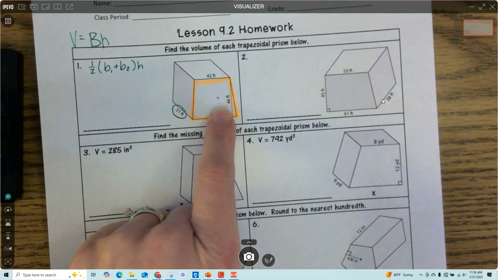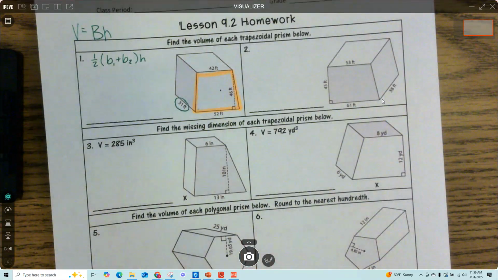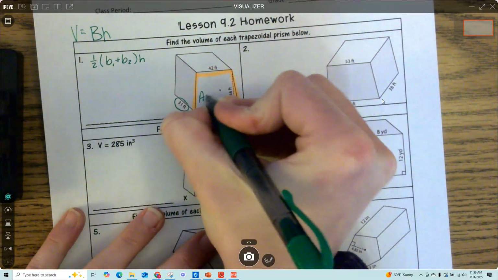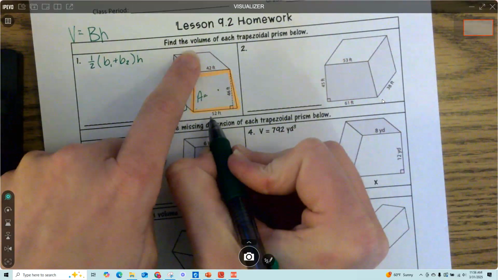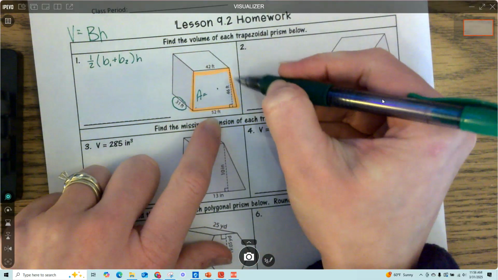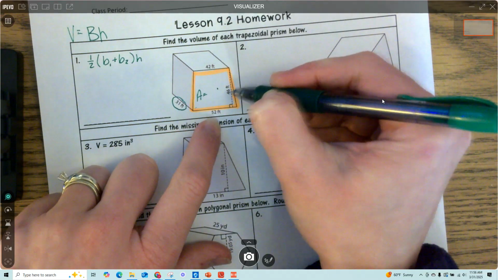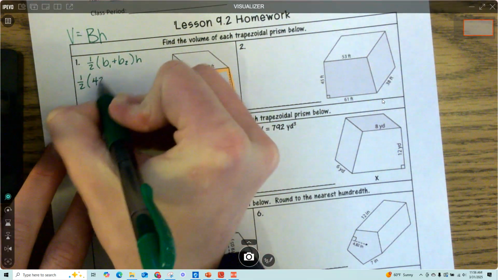So on these, I didn't do it on the triangular ones because they're a little bit easier. On these, I'm going to find the area of the base and then in another step multiply it by the height. So I'm going to find the area of this base or of this trapezoid. So my bases are the 42 and the 52. The height of the trapezoid is this one over here, the 46. So I can just plug those values in.